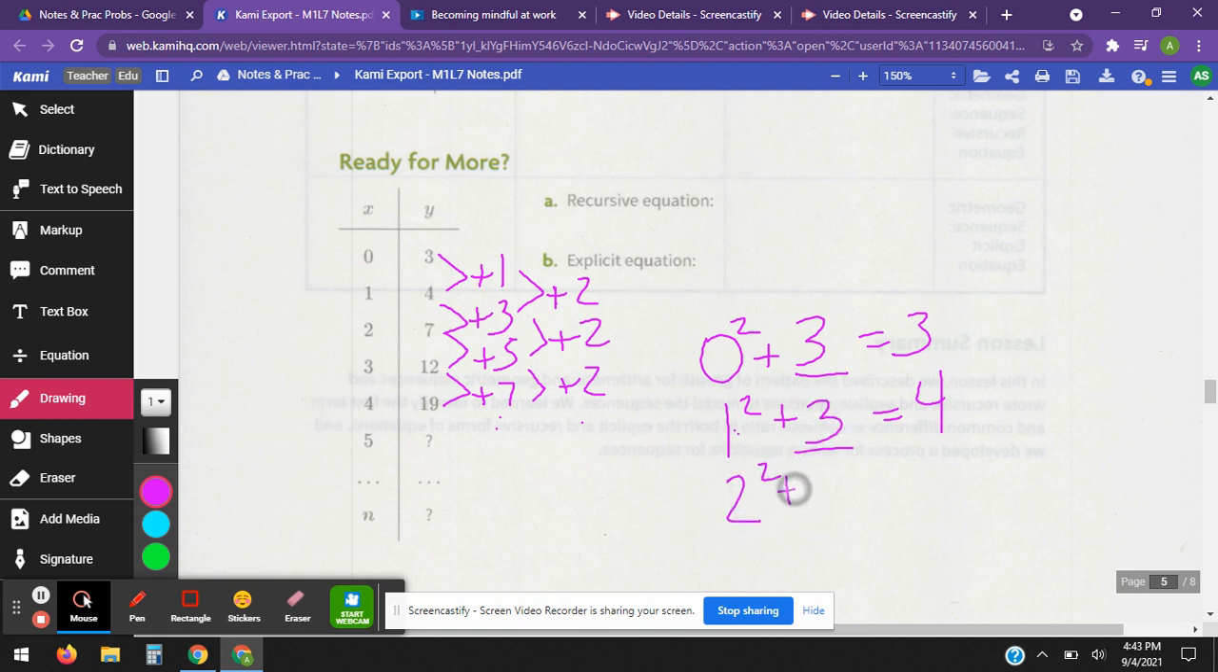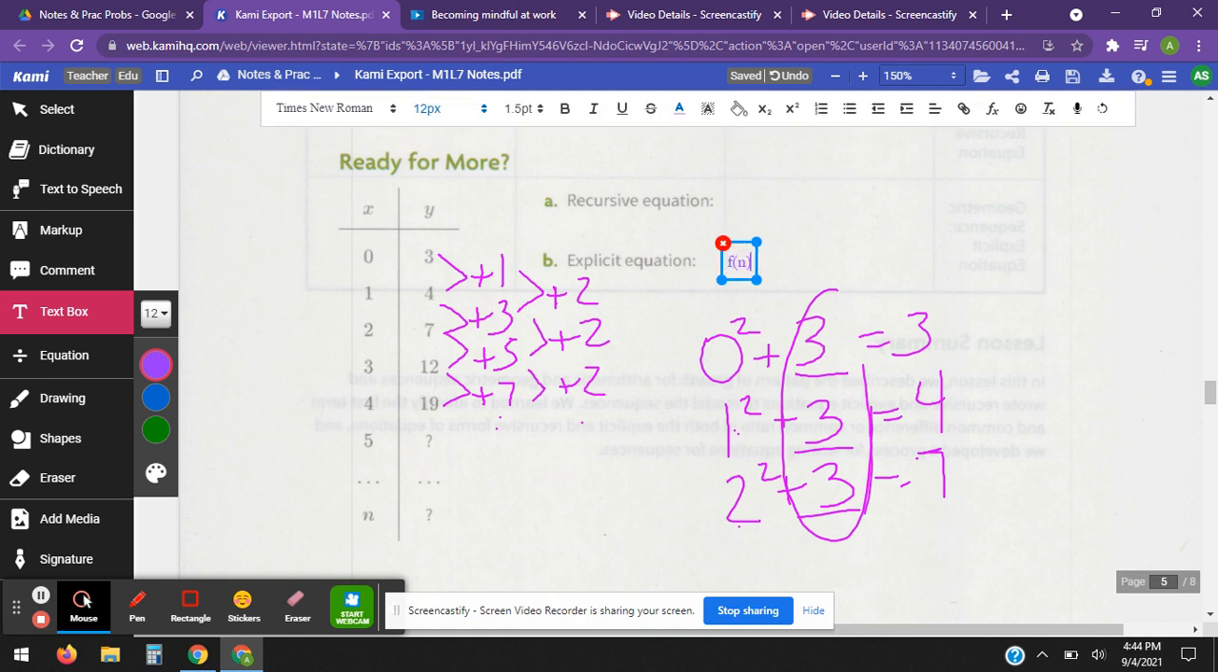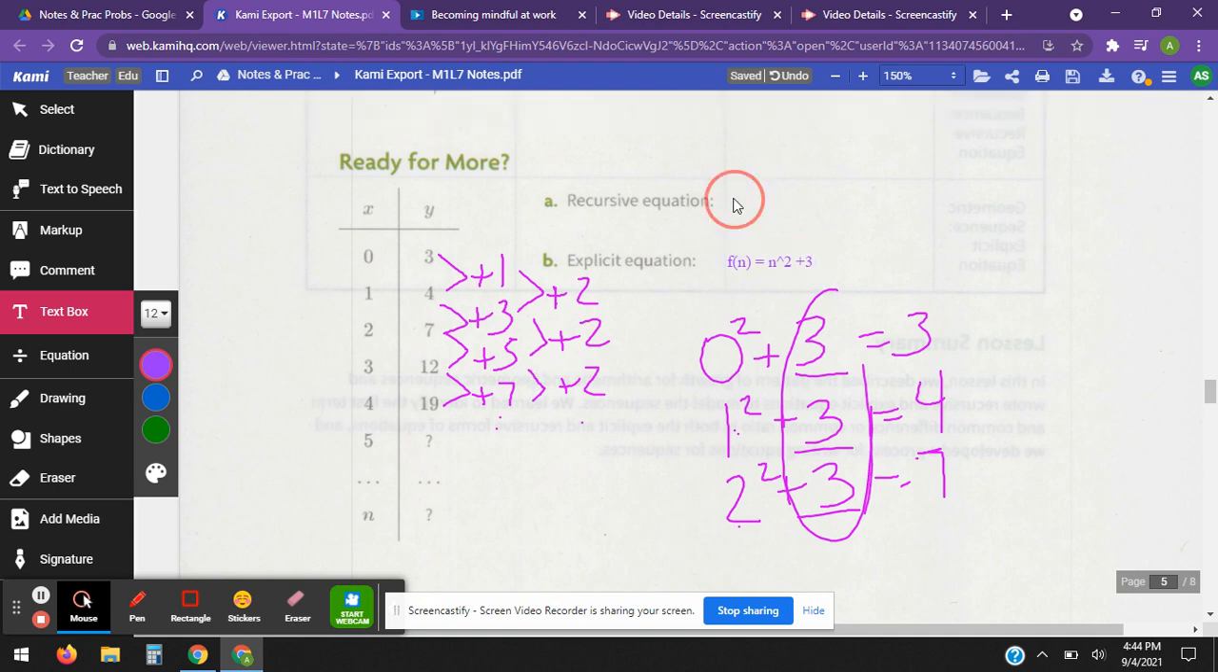2 squared plus what equals 7? 2 times 2 is 4. 4 plus 3 is 7. There we go. So my explicit equation in this case would be f of n equals n to the second power plus 3. Now the recursive is a little bit trickier.